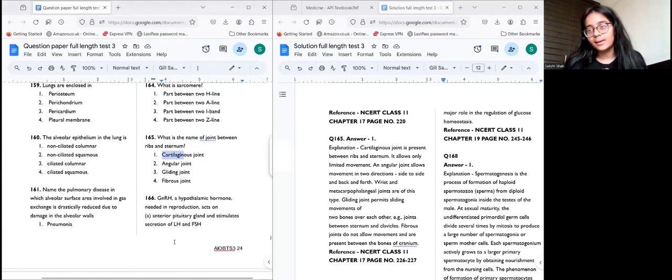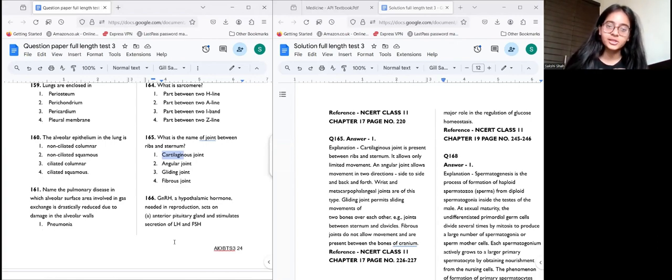Similarly, what are fibrous joints? Fibrous joints are those which provide no movement at all. And synovial joints are freely movable joints which provide complete movement in all directions.